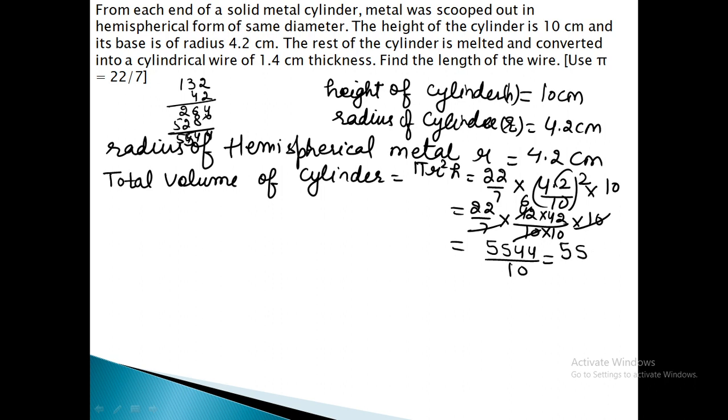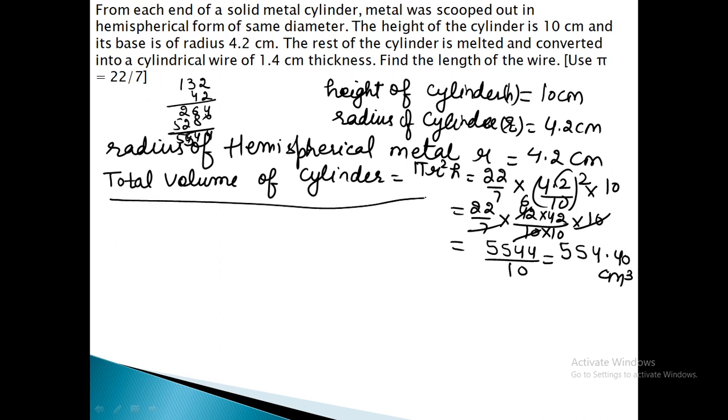10 5s are 50, 10 4s are 40. You can write 554.40 centimeter raised to power 3. This is the total volume of cylinder. First of all, you have to find out the total volume of cylinder. Then you have to find out the volume of metal which is scooped out, which is converted into hemispherical form.